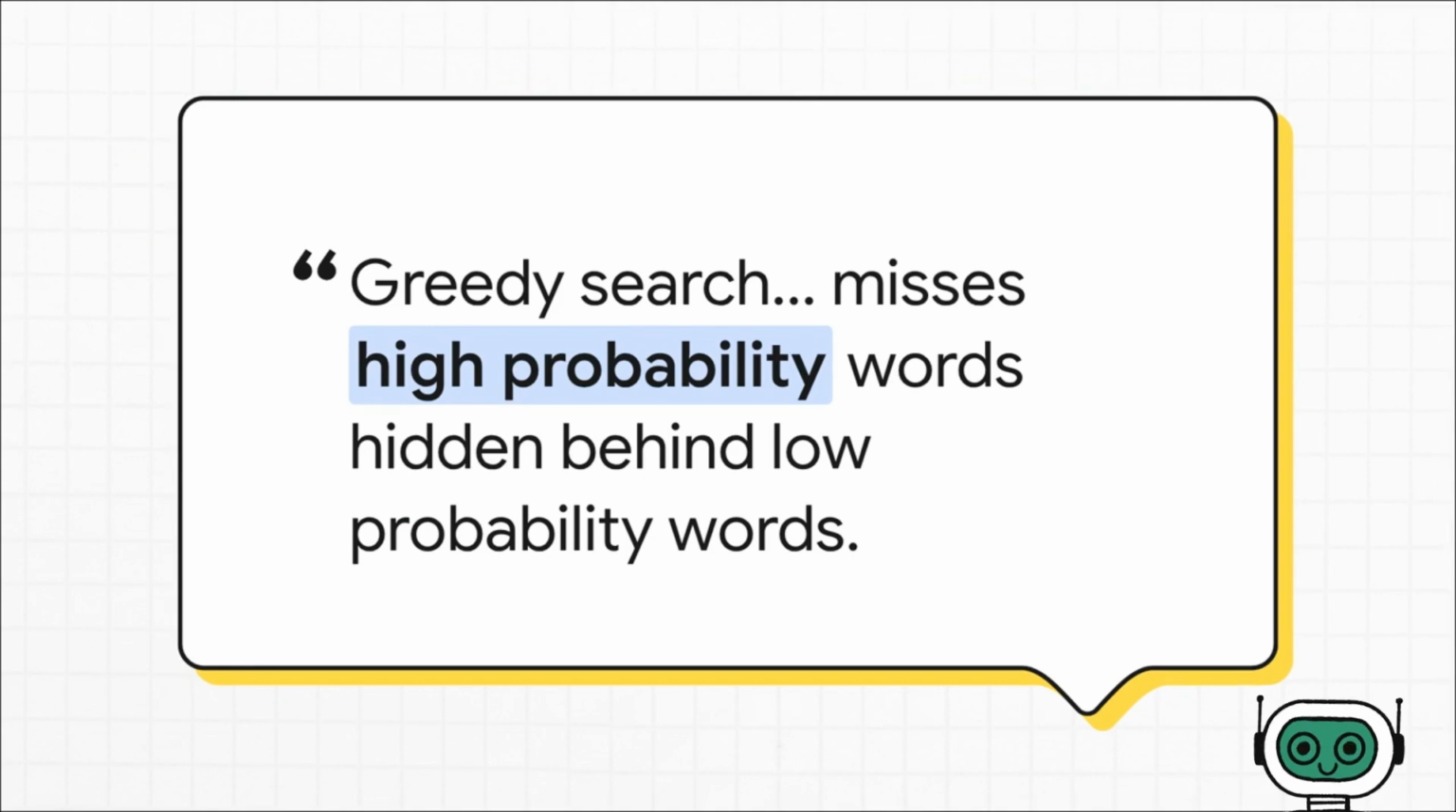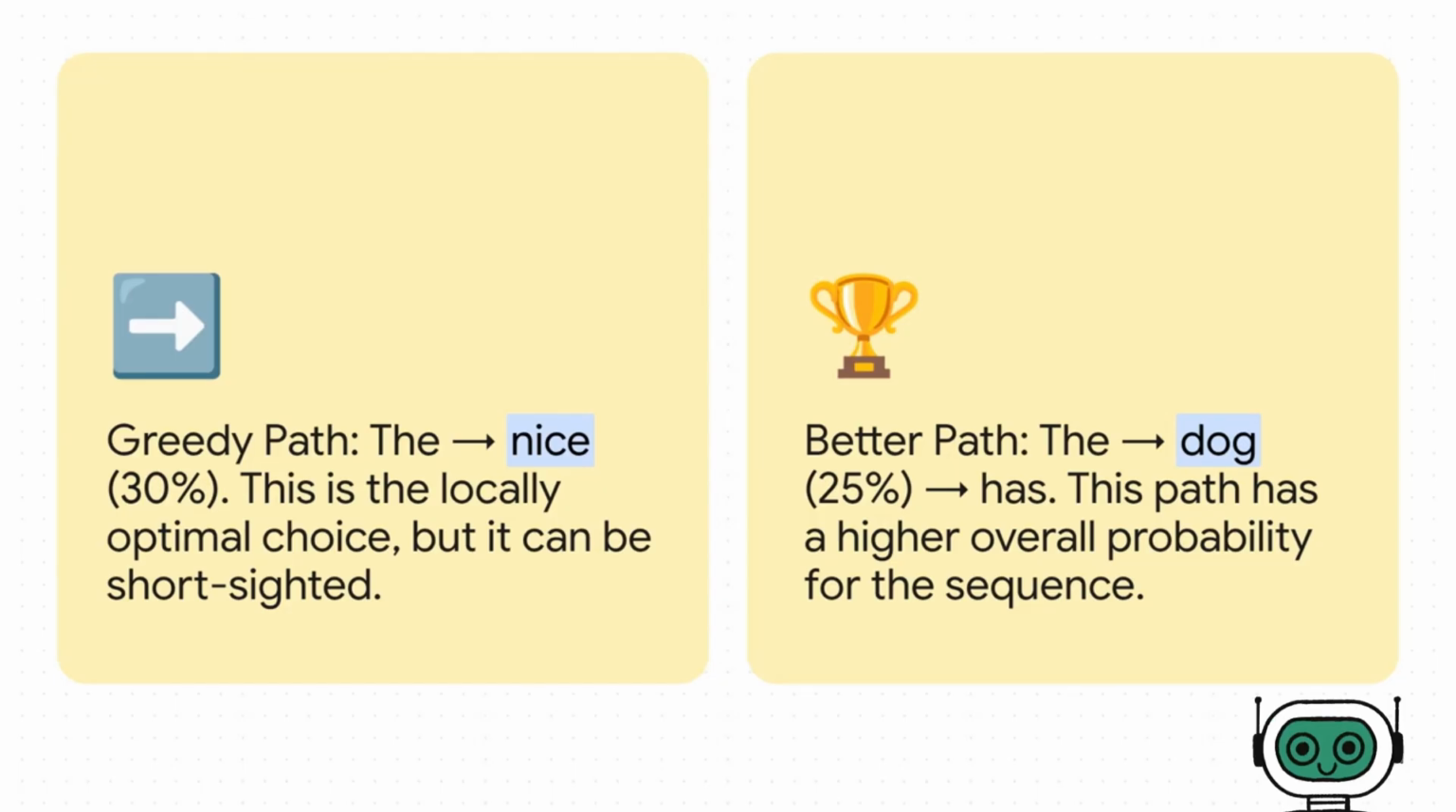But that greediness is also its biggest flaw. It's incredibly short-sighted. It might choose a word that seems great in the moment, but that choice could completely block it from forming a much better sentence just a few words down the line. This example shows you exactly what I mean. The model starts with "the." Greedy search sees that "nice" has a 30% probability, which is higher than "dog" at 25%, so it picks "nice." But in doing so, it misses out on the much more probable and coherent path of "the dog has." It took the immediate win and lost the long game.